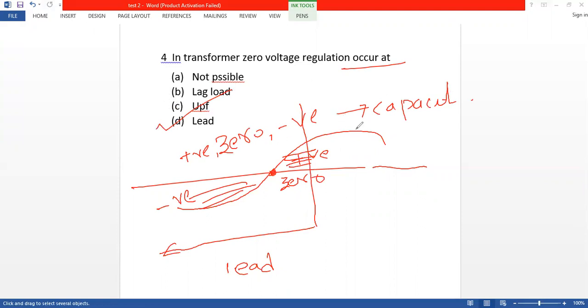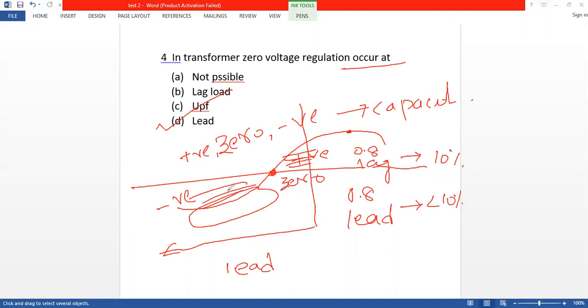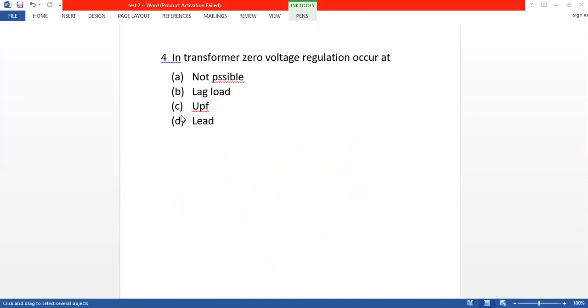And suppose at 0.8 lag, voltage regulation is 10%. Then at 0.8 lead, the voltage regulation must be less than 10%. This was a previous year's question, so keep it in mind. Okay, friends, let's move ahead to the next question.